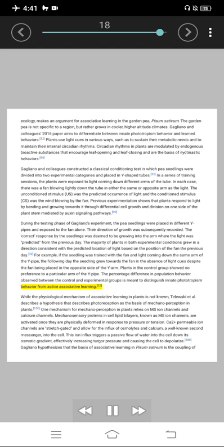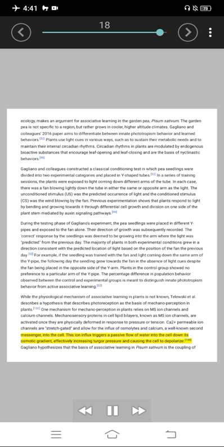While the physiological mechanism of associative learning in plants is not known, Tulevsky et al. describes a hypothesis that describes photoreception as the basis of mechanoperception in plants. The mechanism for mechanoperception in plants relies on MS-ion channels and calcium channels. Mechanosensory proteins in cell lipid bilayers, known as MS-ion channels, are activated once they are physically deformed in response to pressure or tension. Ca2+ permeable ion channels are stretch-gated and allow for the influx of osmolytes and calcium, a well-known second messenger, into the cell.